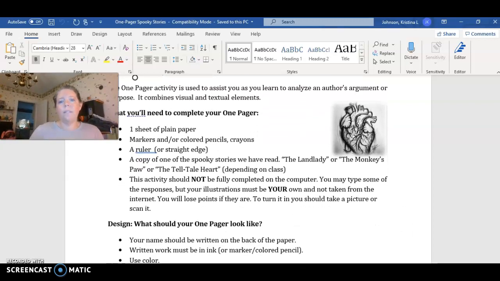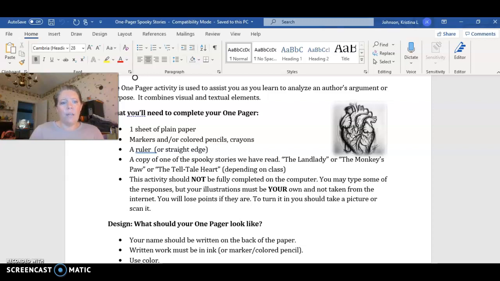You will need one of the stories that we've read in class. So for first and third, you are only able to read The Landlady and the Telltale Heart. For second and fourth, you were able to read The Landlady and Monkey's Paw. But I wanted to do the different stories, and so I kind of split them amongst the different classes.